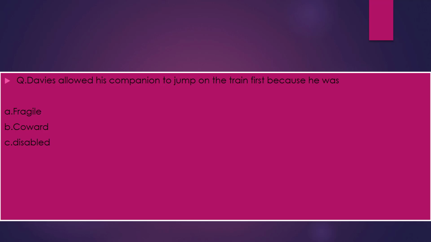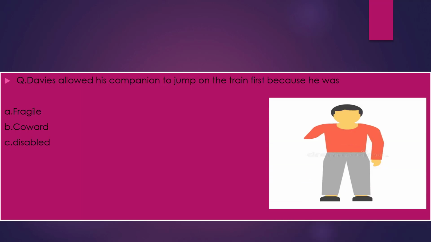The next statement is, Davis allowed his companion to jump on the train first because he was option A, fragile, option B, coward, and option C, disabled. So, dear students, revise your previous knowledge and think why Davis allowed his companion to jump on the train first. So, what comes to your mind? Yes, you're right. It's option C, disabled. His friend had a maimed hand, so that's why Davis allowed his companion to jump on the train first. Let's move forward.